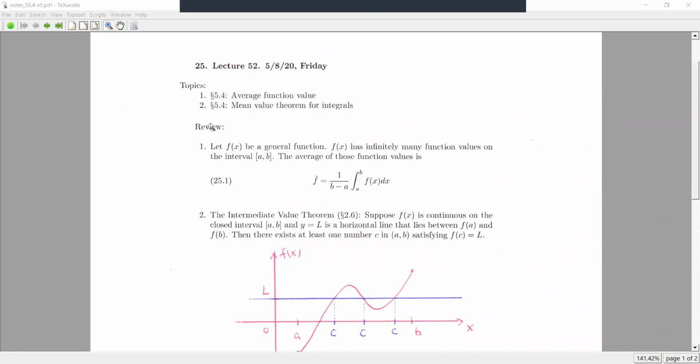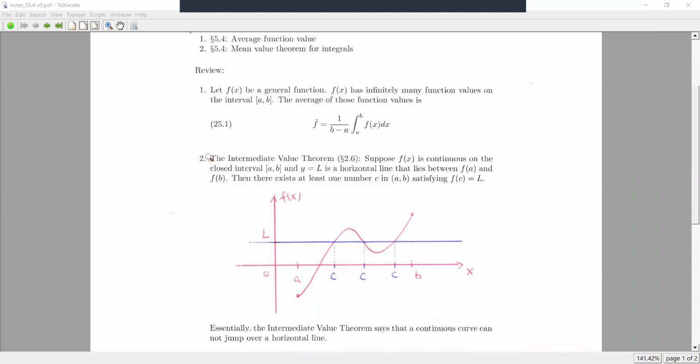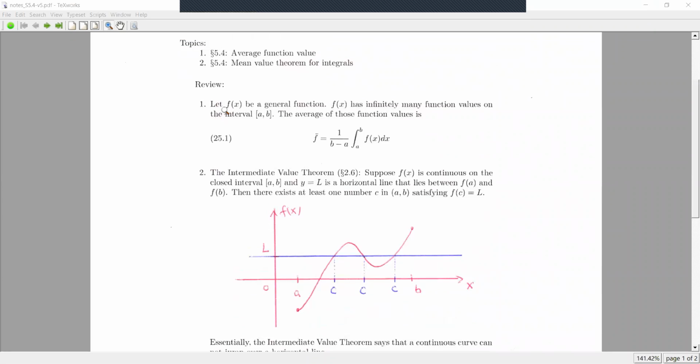Now, take a review first. Review number 1. Let f be a general function. This function has infinitely many function values on the interval AB. Now, I want to take an average of these infinitely many function values. The formula is the average function value is given by this integral.